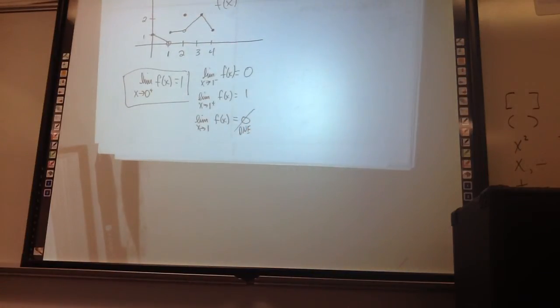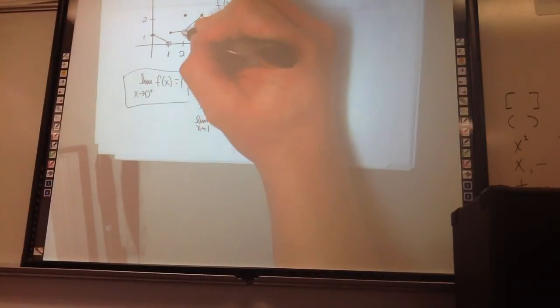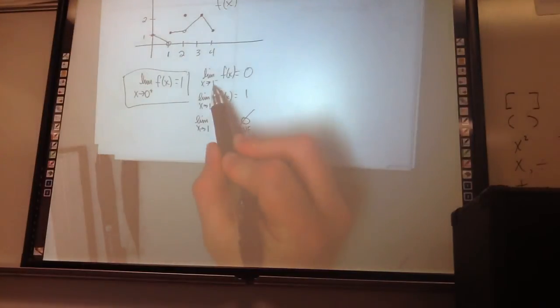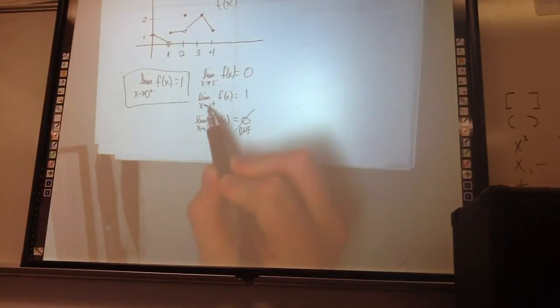So one's an open circle, one's a closed circle? Is that what we're getting at? This limit doesn't exist right here, because if I come from the left and I come from the right, I get different answers. The limit as x approaches 1 from the left is 0, from the right is 1.